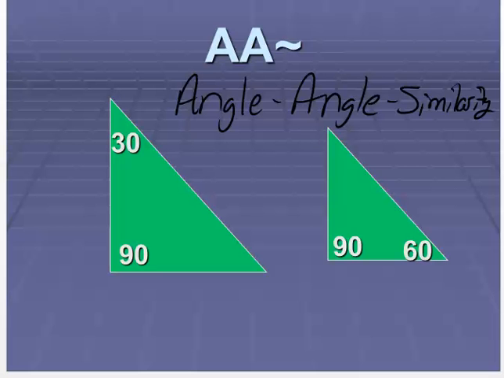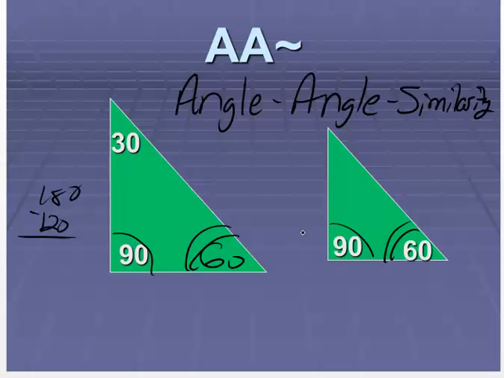So if I can show that two angles are the same, then the triangles are similar. Let's look at our first triangle. We have 90 degrees and 30 degrees. To find the third angle, I would add these two up. 90 plus 30 is 120 and subtract from 180. So my third angle is 60. Therefore, my 90s are congruent and my 60s are congruent, and these are similar by angle, angle, similarity.